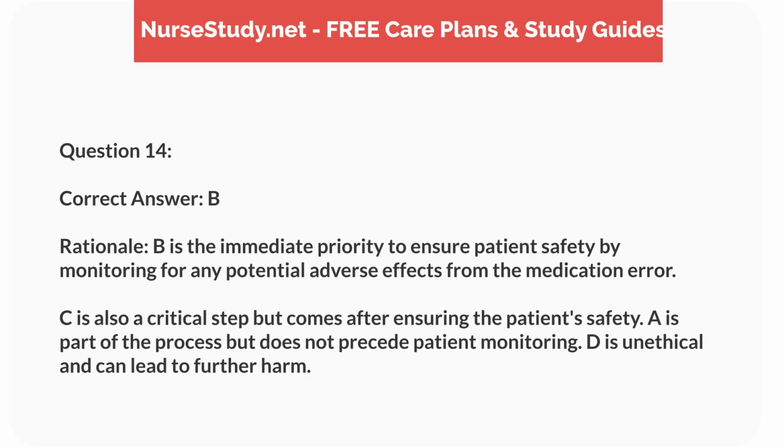Correct answer, B. Rationale. B is the immediate priority to ensure patient safety by monitoring for any potential adverse effects from the medication error. C is also a critical step but comes after ensuring the patient's safety. A is part of the process but does not precede patient monitoring. D is unethical and can lead to further harm.